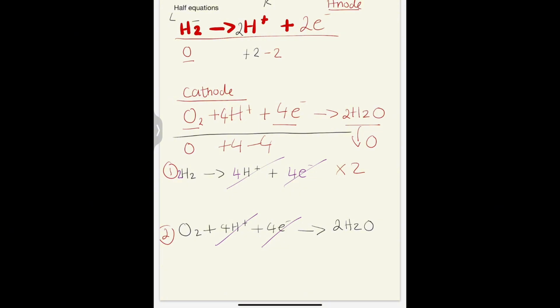So let's start over here. We've got O2 plus H2, and then over here we have 2H2O, and that is your final equation over here, and that is all you needed to do.